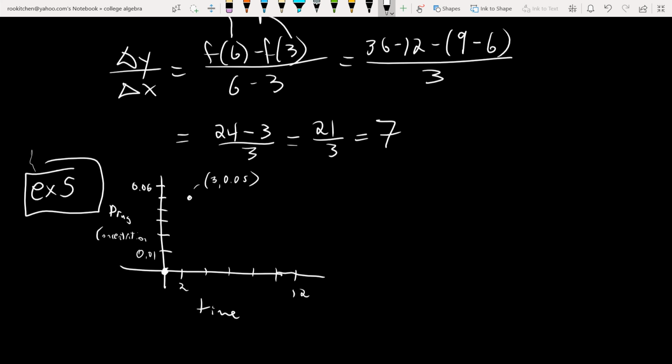And then it starts falling. There's another point at 7, 0.02. The curve is concave down, and then does an inflection type thing and goes concave up and starts going to 0 over time. Okay.